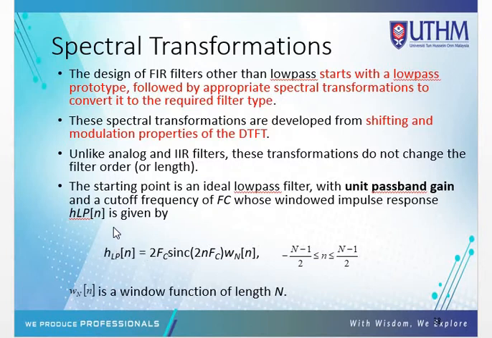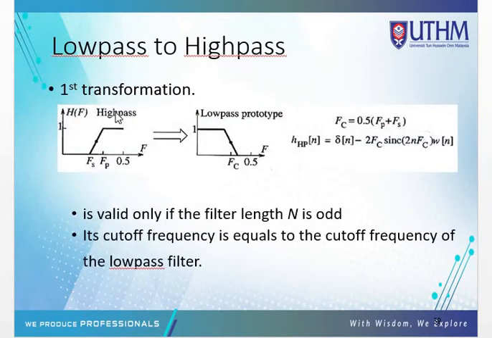The windowed impulse response of the lowpass filter is 2F_c sin(2πnF_c) over (2πnF_c) multiplied with w[n], in this range. This is how the transformation from the lowpass filter to a highpass filter works. F_c uses this expression, and this is the expression for the highpass impulse response. But this is valid only for an odd filter length, and its cutoff frequency is equal to the cutoff frequency of the lowpass filter.